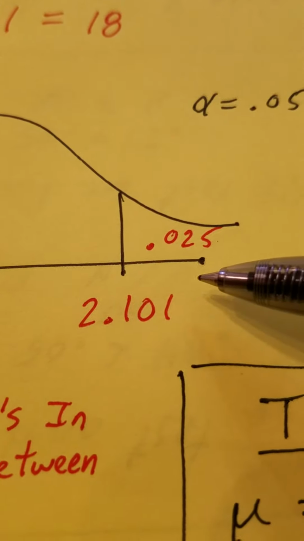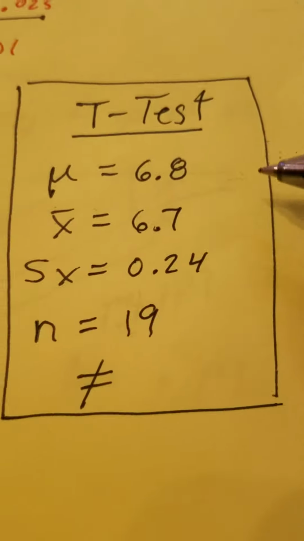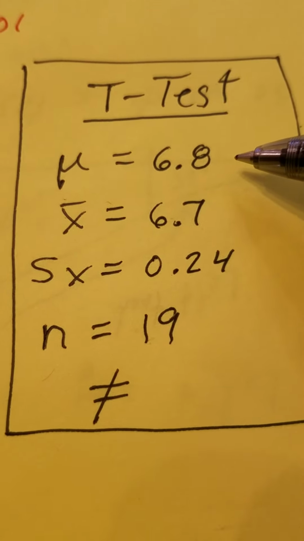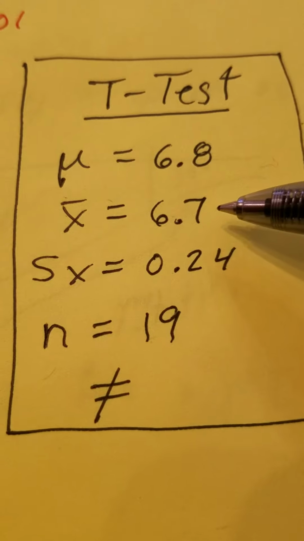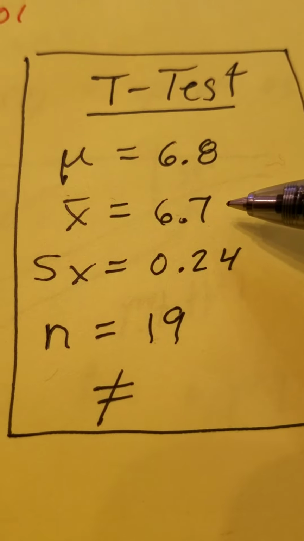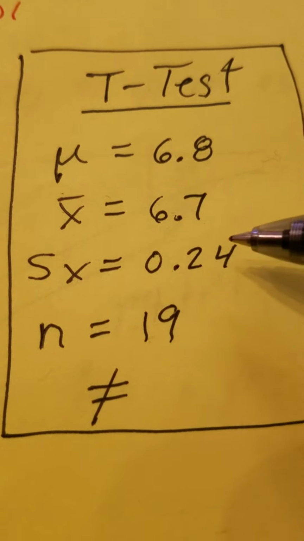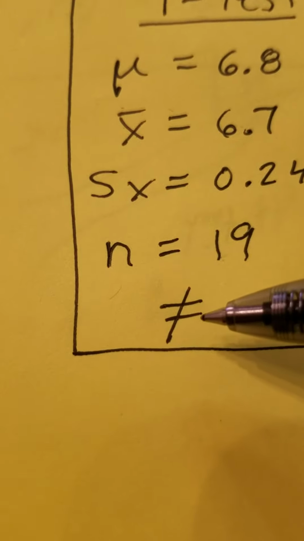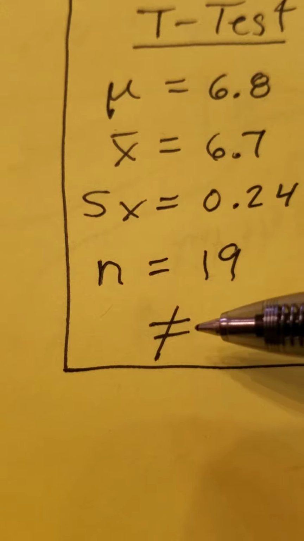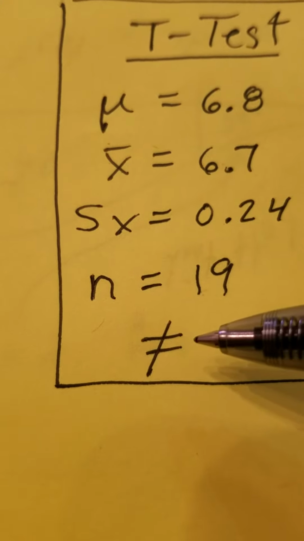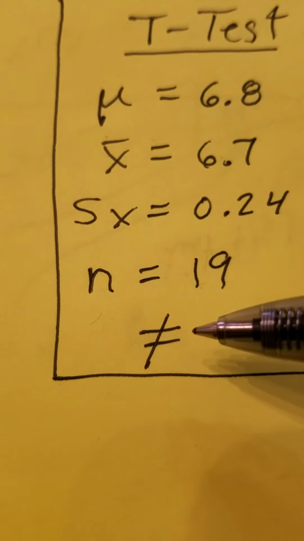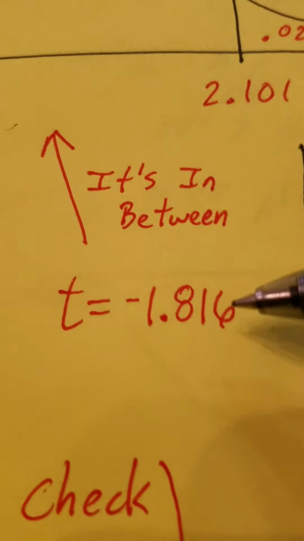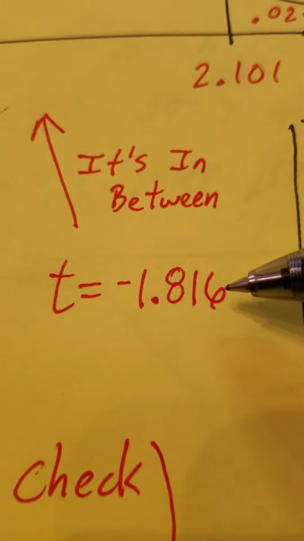Okay, so the next thing I do is run my t-test. When I do my t-test, this is my mean of the claim. This is the mean that's found in the sample of 19, and this is the standard deviation of the sample. It's a not equals on the alternative hypothesis, so that's two-tail. That's why I run it as two-tail. So what does this give me? It gives me a test statistic of negative 1.86.